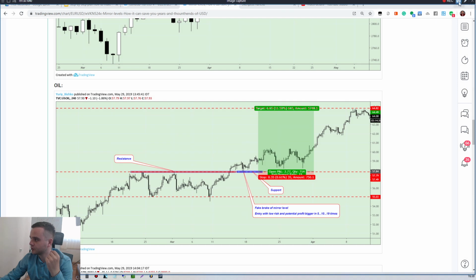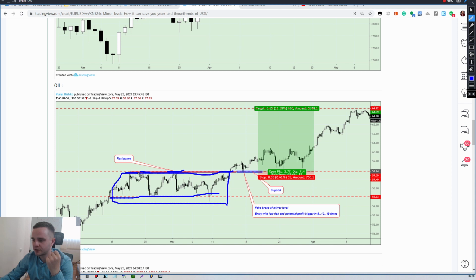Another example for you on mirror level, take a look here. Oil. This mirror level was also a border of the range, because if you would take a look on higher time frame, you would see that price was in this range. And take a look here. Here you could trade it after breakout, and after pullback you could open a buy entry.